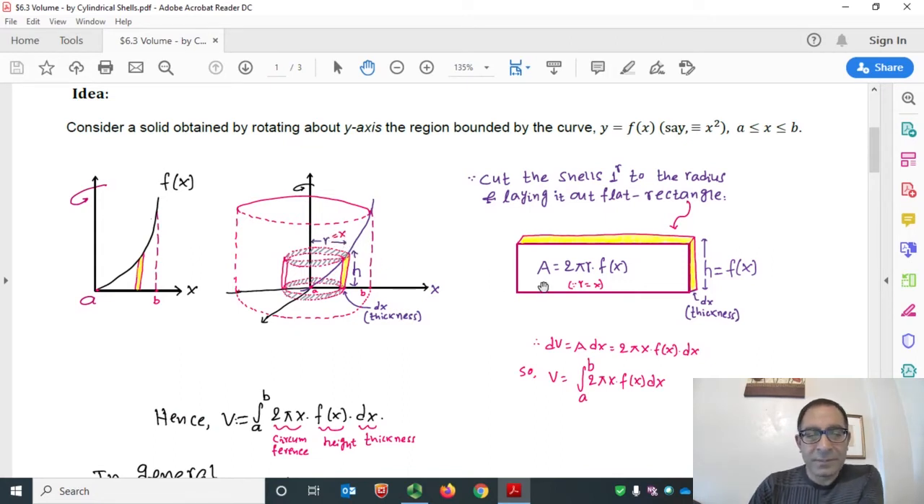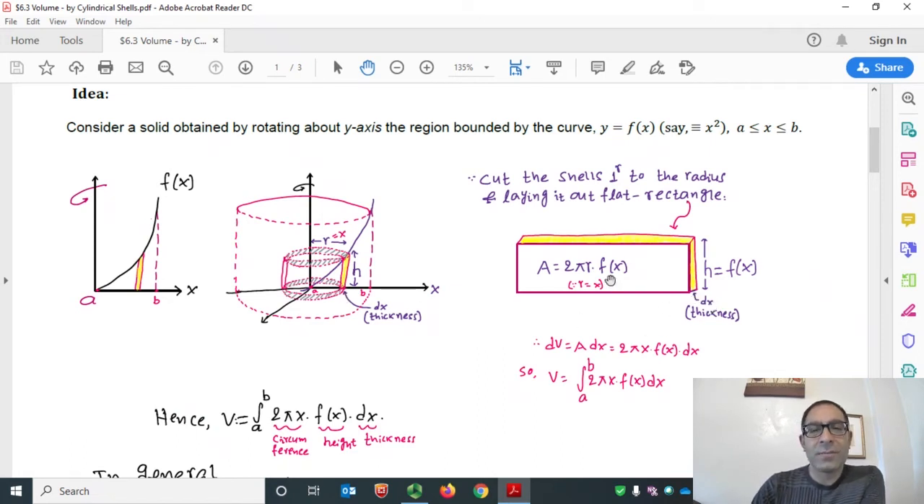Then in the third diagram, let's cut this cylinder and lay it out flat. Then this gives me this rectangle shape, whose length is 2 pi r. This is just the circumference of our circle, 2 pi r. Keep in mind our r is x, this height is f(x), and this thickness is dx.